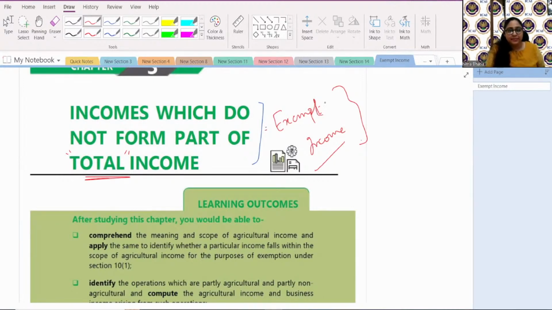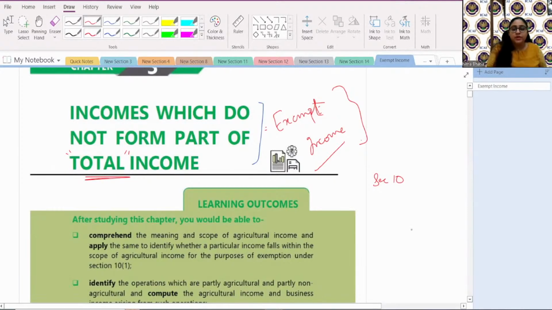exempt. Not taxable ki jagah we use the word exempt income, that these incomes are exempt from tax. In पे tax nahi lagega. So we use the word exempt income. This is another chapter altogether in your income tax. Remember I told you Income Tax Act is divided into chapters, which are further divided into sections, further divided into subsections or clauses, and further divided into subclauses. So in the exempt income chapter we cover, under section 10, different types of incomes.